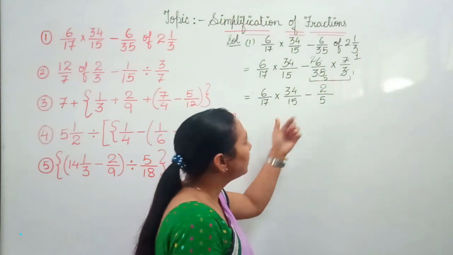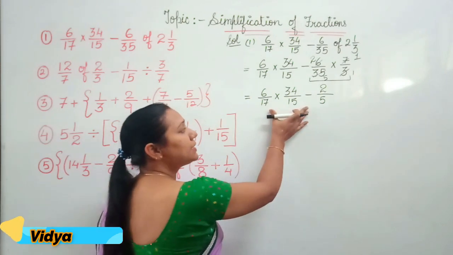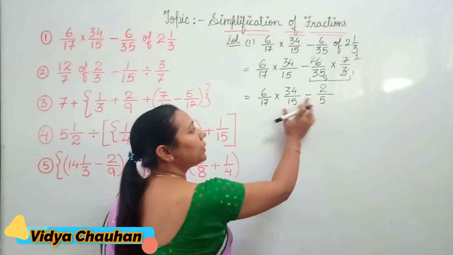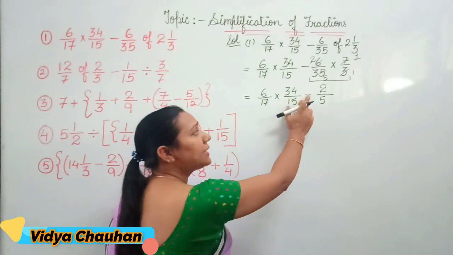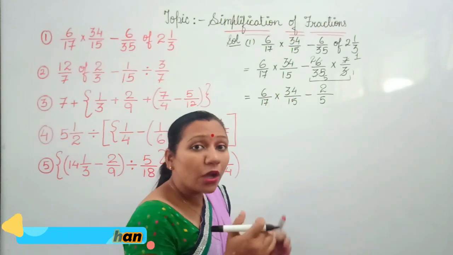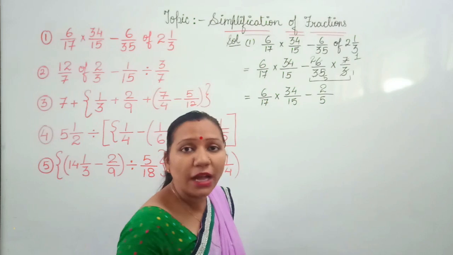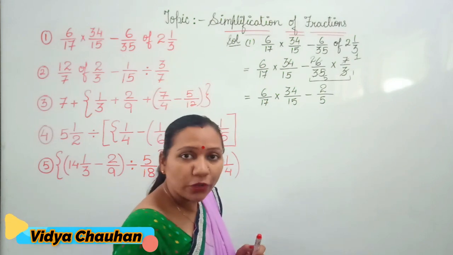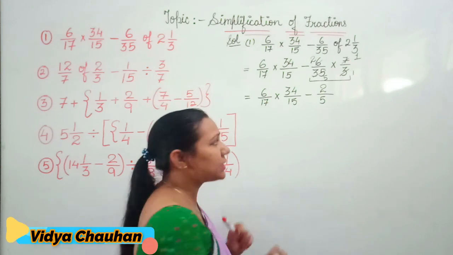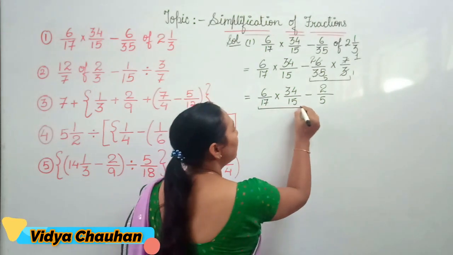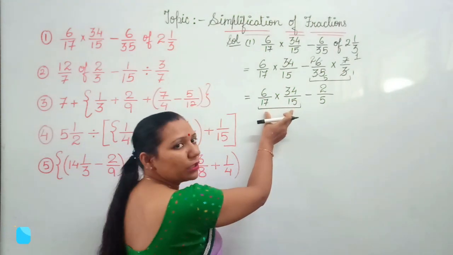Okay. Coming to this part now. In this step we have two different operations: one is multiplication and the second is subtraction. So according to BODMAS rule, which operation do we have to apply very first? We have to apply multiplication first. So in the next step, I am going to solve these two terms together.